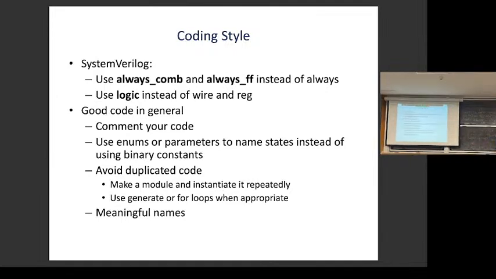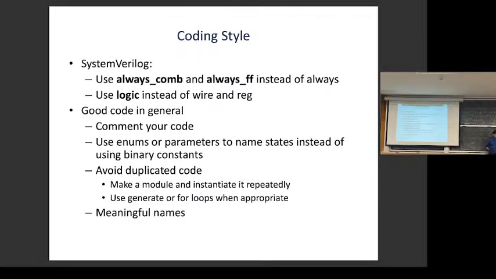General good code, this is true of hardware description languages, all software languages. Comment your code. Don't have magic numbers, so use enumerated types (enums) or parameters so that you name states. The third part of this assignment, you're going to need a little state machine. So it's better to give the states names, not to have a bunch of tests like if the state equals 1, 1.